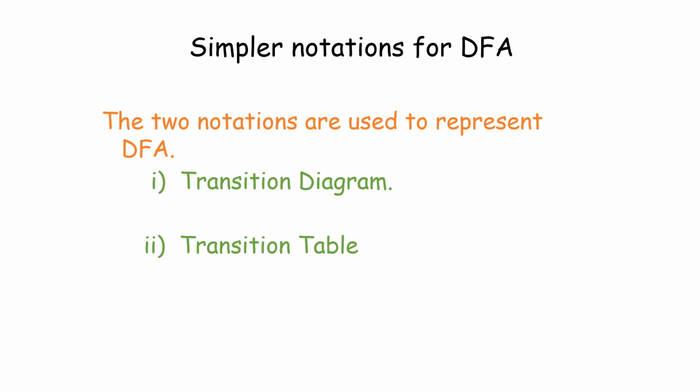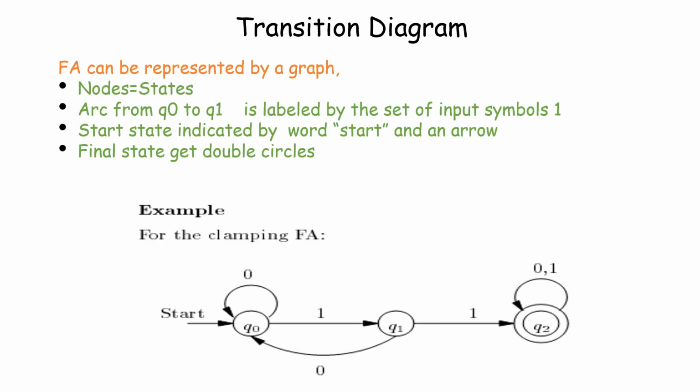In the deterministic finite automata, two important notations will be there: one is the transition diagram, another is the transition table. First we will see the transition diagram. This diagram is called a transition diagram. We already saw this. The transition diagram contains states, transitions and the inputs. Here these circles are represented as states, so Q0, Q1, Q2 are called states here. Transitions are represented as arrows and the inputs are labeled on the arrows. Here the start is indicated as the start state and this double circle is indicated as a final state.